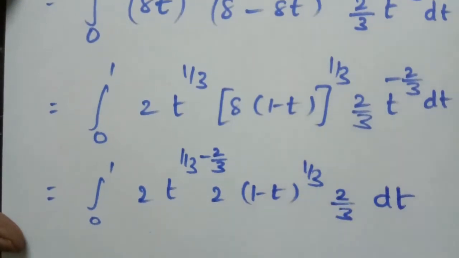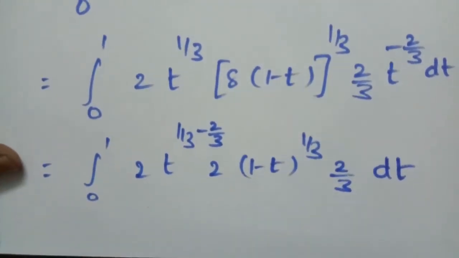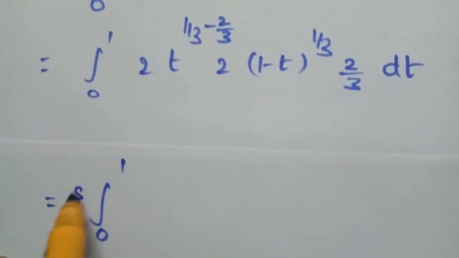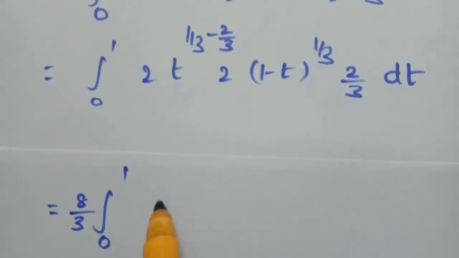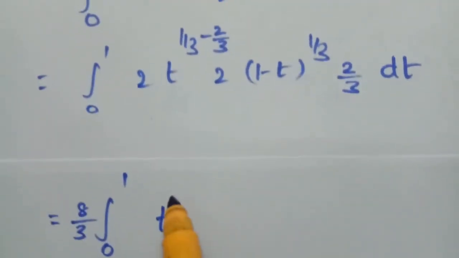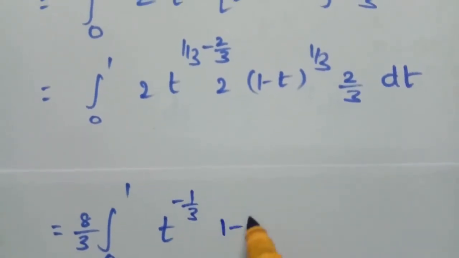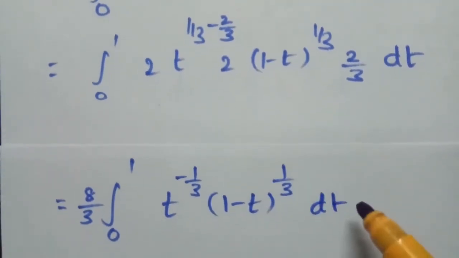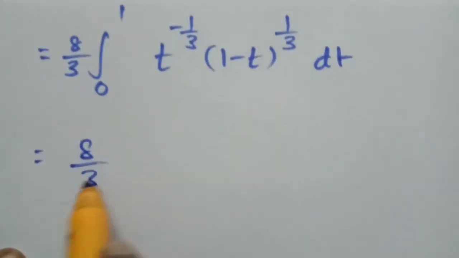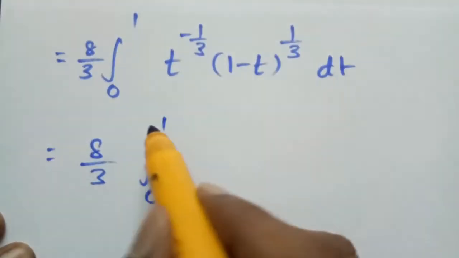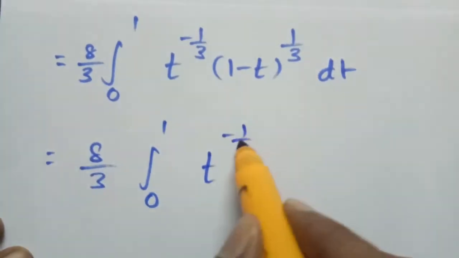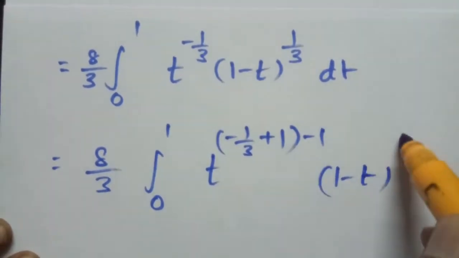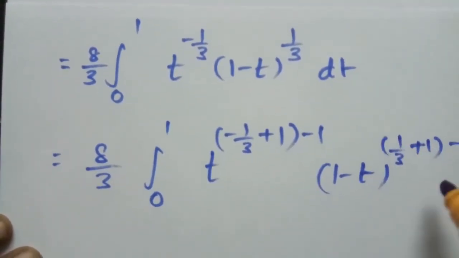Therefore 2 into 2 into 2, 8 by 3. This is equal to integral 0 to 1, 8 by 3 into t to the power of 1 by 3 minus 2 by 3 minus 1 by 3... into (1 minus t) whole to the power of 1 by 3 into dt. Therefore, this is equal to, to get m minus 1 and n minus 1, adding and subtracting 1 to the t power 1 by 3.